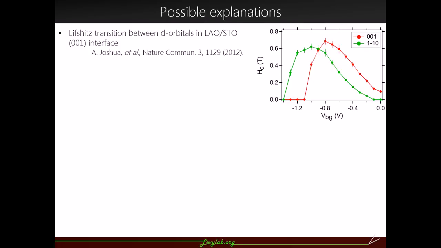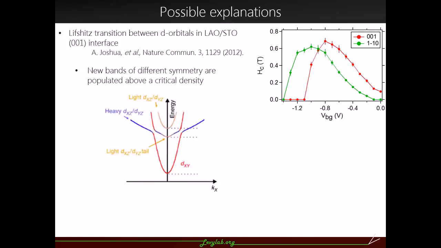And we think the possible explanation for the superconductivity dome shift for the 2 directions is related to the Lifshitz transition and also the band structures. Lifshitz transition has already been reported at the 001 LaAlO3 interface. Basically, when the carrier density is low, electrons only occupy the dxy band, and if we increase the carrier density by increasing the backgate voltage, new bands like the dxz and dyz bands of different symmetry will be occupied. So the Lifshitz transition is a transition from a 1-band model to a 2-band model, or from 1 band to a new band with different symmetry.